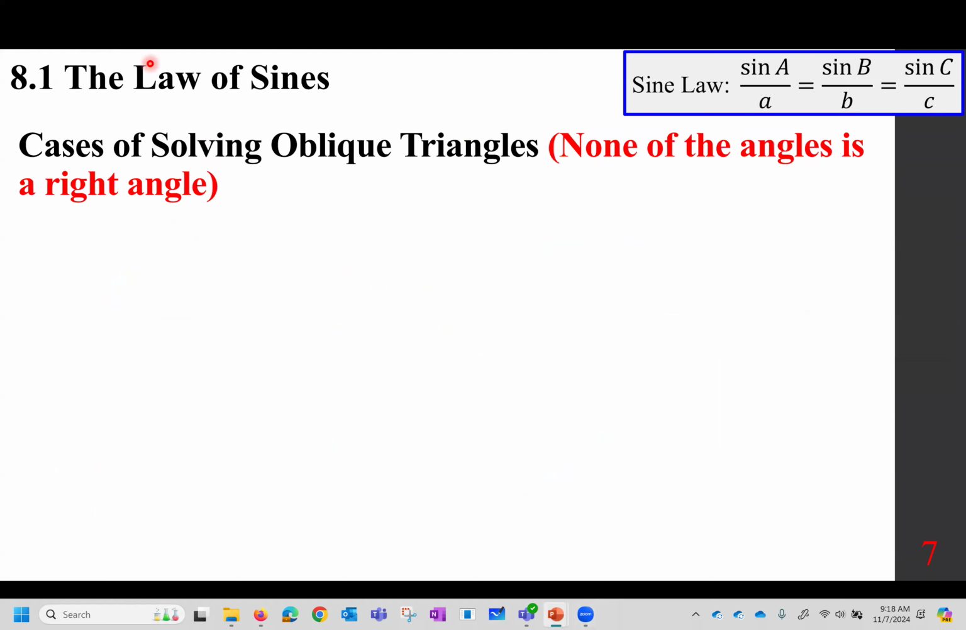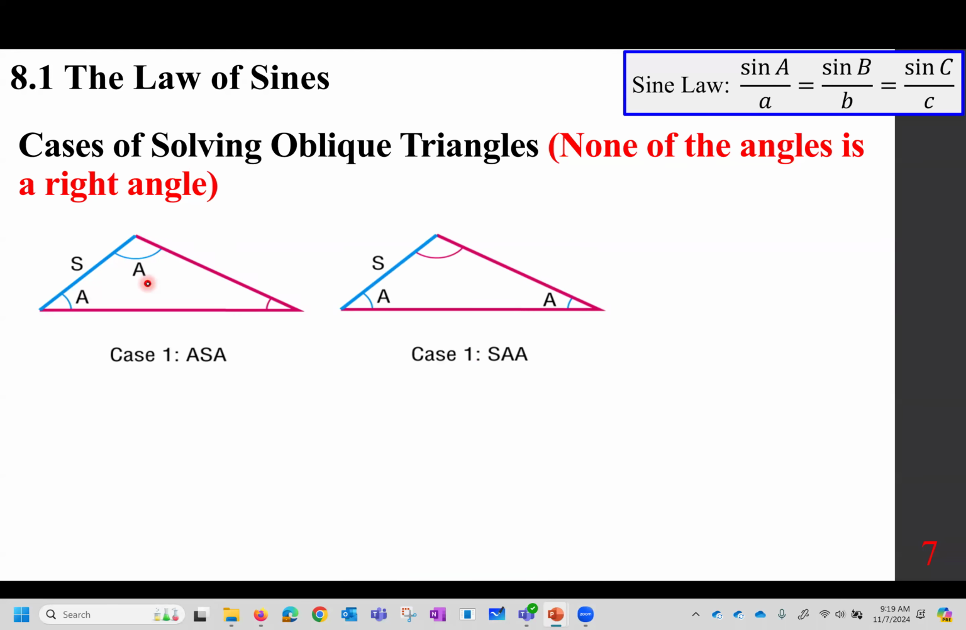All right. Cases of solving oblique triangles, where none of the angles is a right angle. Case 1, ASA, angle, side, angle, and SAA, side, angle, angle. In both cases, we have two angles and one side. In this case, the side is between the two angles. In this case, the side is opposite one of the angles.